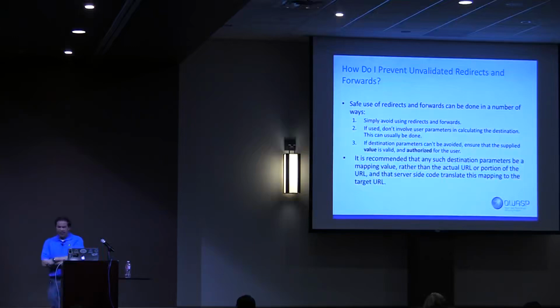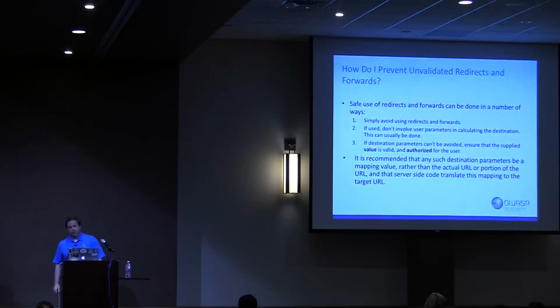So the third thing, if we absolutely cannot avoid using redirects and forwards, and we can't avoid involving user parameters, we have to get the data from the user, then we have to look and make sure that the value that's applied is valid and authorized for that user. So we look at the data that comes in, and we say, is this someplace the user should be going? And maybe that's a matter of verifying that the domain is correct. And maybe it's saying, hey, we're on www.example.com, and I want to make sure that this redirect is going to www.example.com, and if it's not, I will not redirect it.